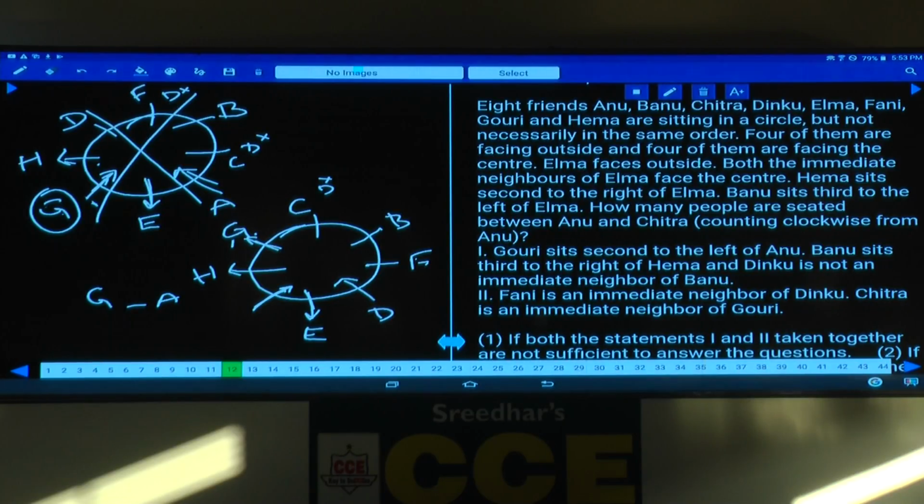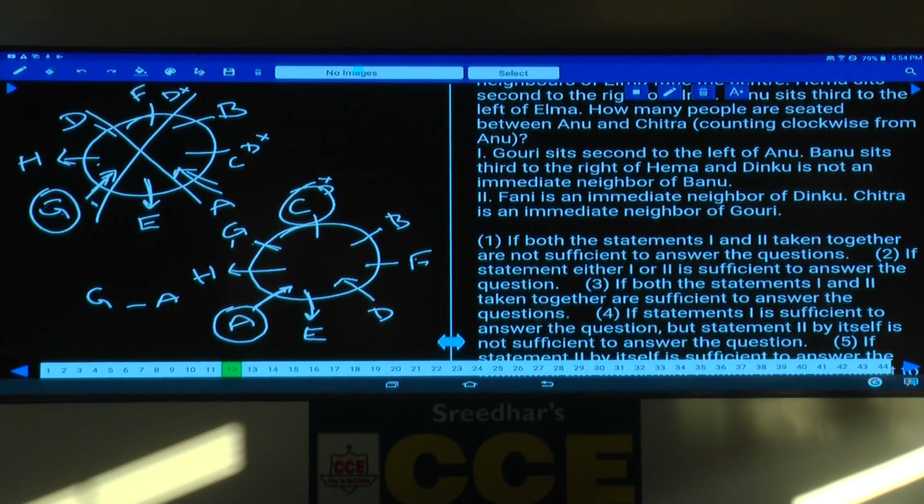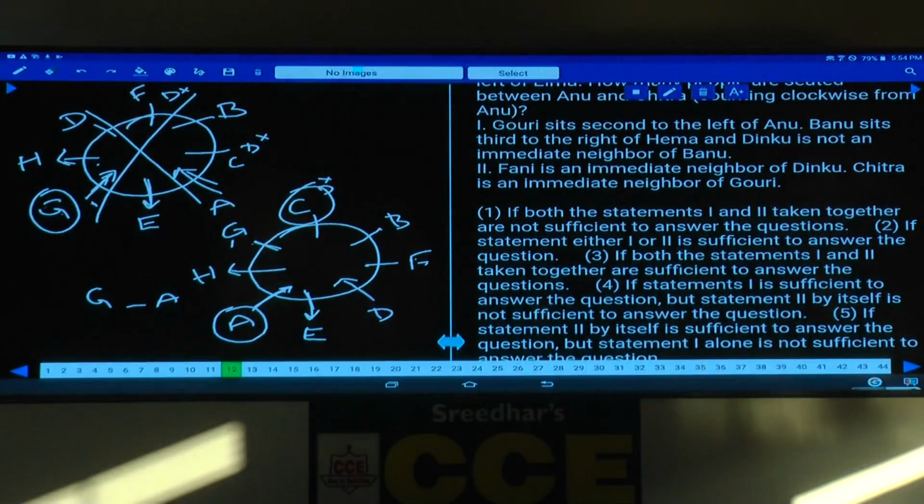Now this G will be at this place. If G is at this place, then where should this A be? A must be here. A sits third to the left. Are you getting the answer or not? Hence, the positions of A and C are fixed. Hence, by combining both the statements, you are getting the answer. Both the statements 1 and 2 are required, that is choice 3.